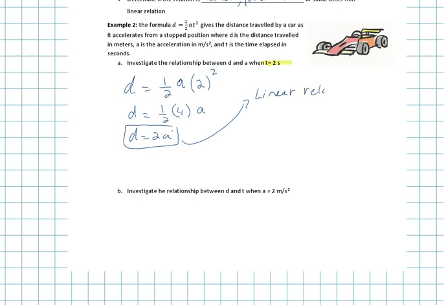What's your slope? It's 2. What's your y-intercept? It's 1. Nope, 0. So it's 2A plus 0, right? Because there's nothing here for D, so this is going to be your y-intercept. Okay, good. Are you guys okay with this? Good.